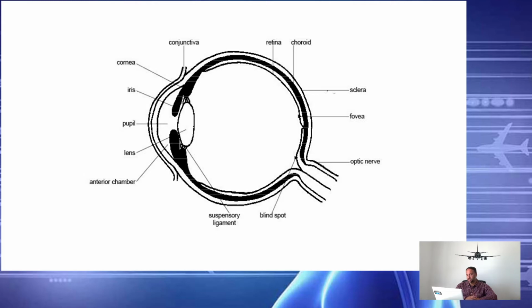Okay, anterior chamber, lens, pupil, iris, cornea, retina. Let's go, fovea. Look at your own pace.